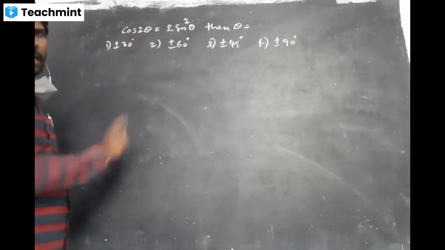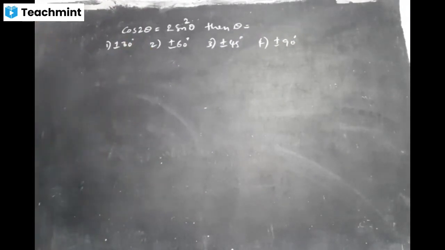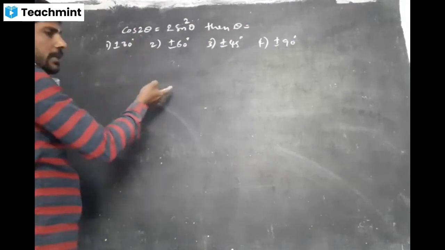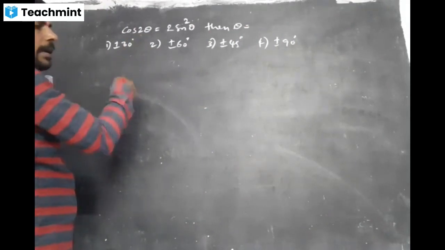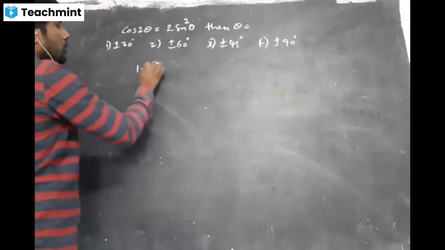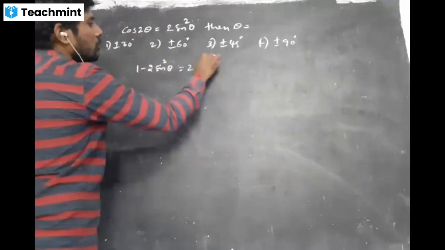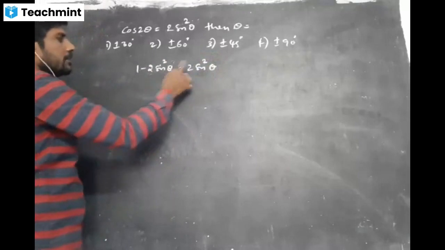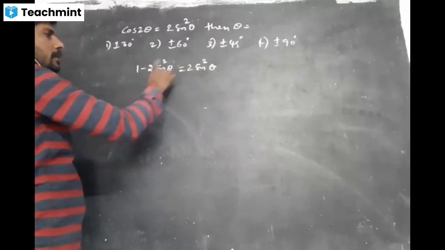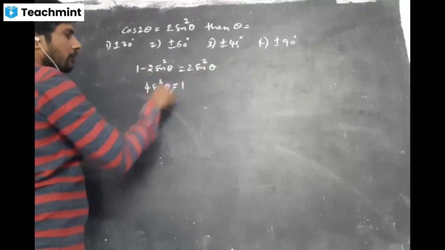For cos 2 theta, we already know the formulas. There are 3 formulas: 2 cos square theta minus 1, 1 minus 2 sin square theta, and cos square theta minus sin square theta. So we are using 1 minus 2 sin square theta, which is equal to the given value 2 sin square theta. Minus 2 sin square theta goes to the other side, so on the right side 2 plus 2, 4 sin square theta is equal to 1.